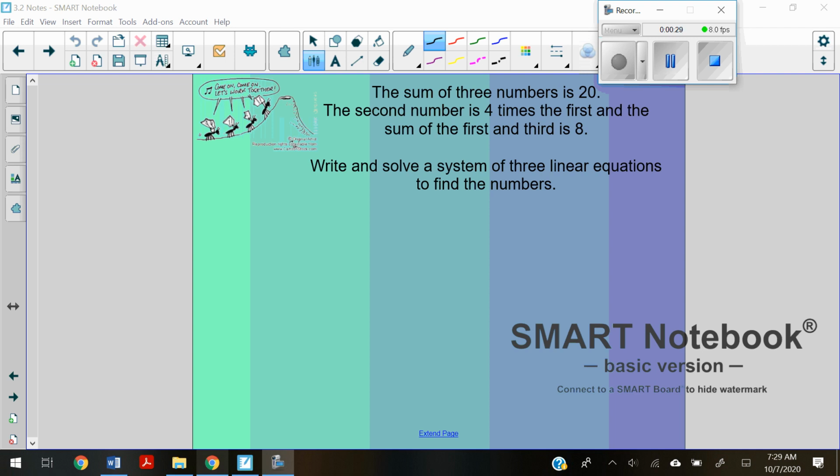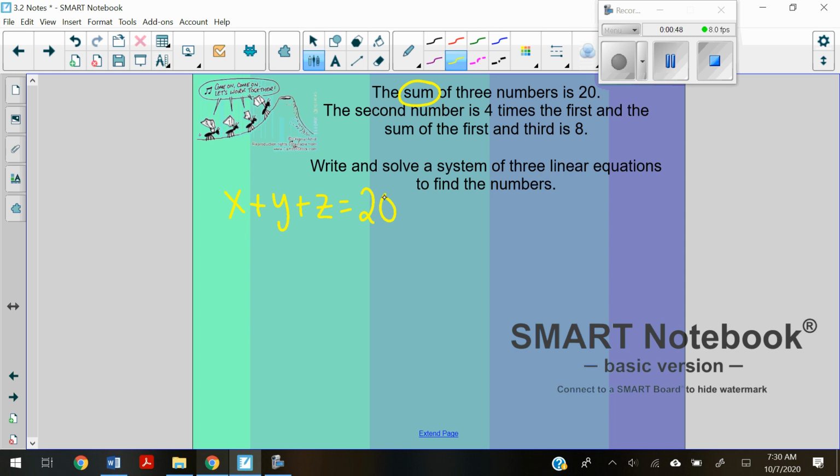All right, so first off, we have 3 numbers that we're looking for. So let's just call them x, y, and z. And so the sum, when we hear the word sum, we're thinking addition. So x plus y plus z equals 20.